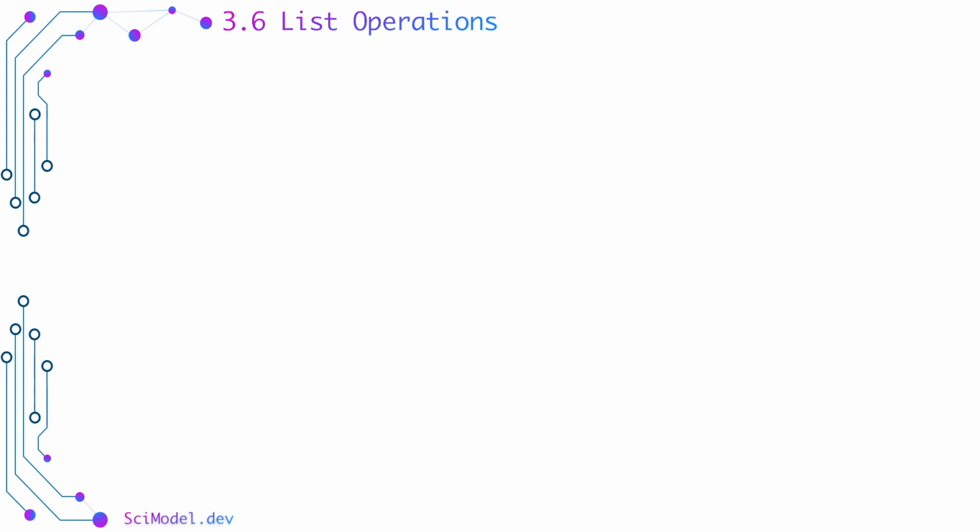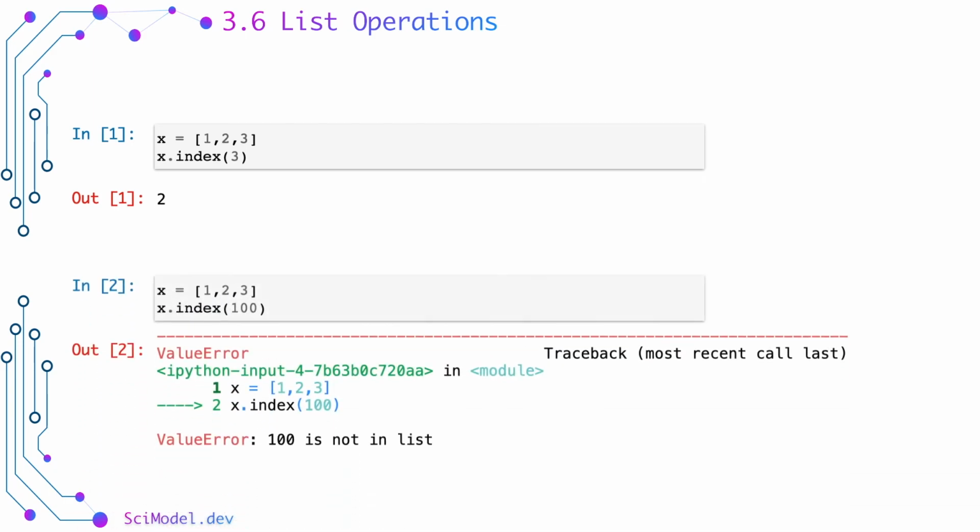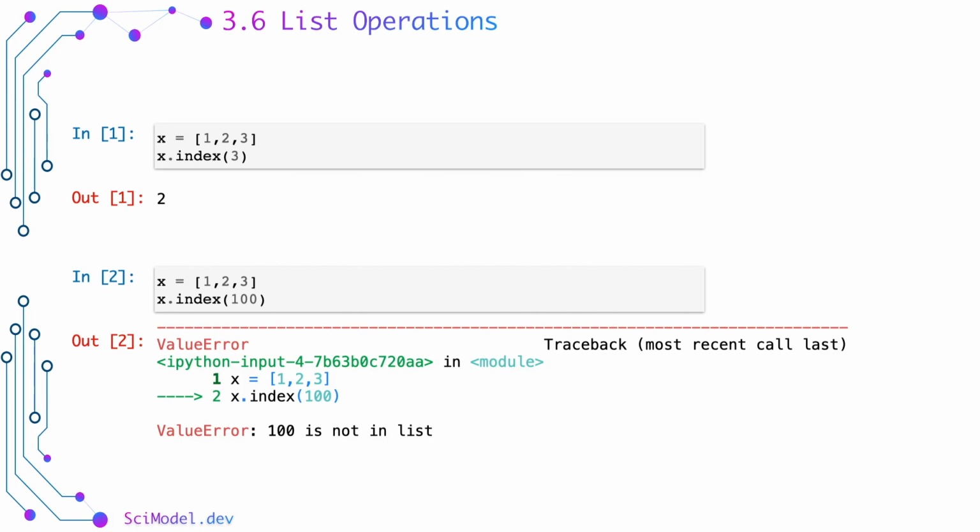Here we also have a variable x with a list of integer values of 1, 2, and 3. We would like to find the location of the value 3 in the list. With the index method, you can see that indeed the index value of the integer 3 is 2. However, trying to locate a value that does not exist in a list will present an error message.